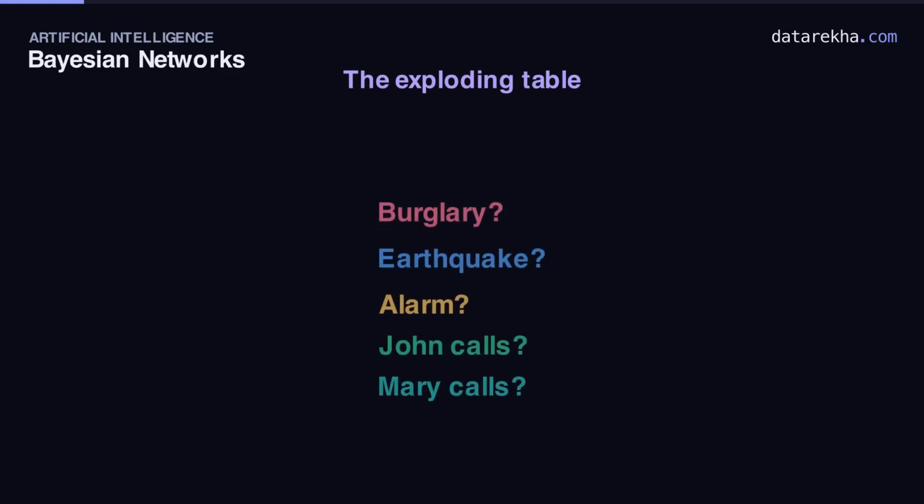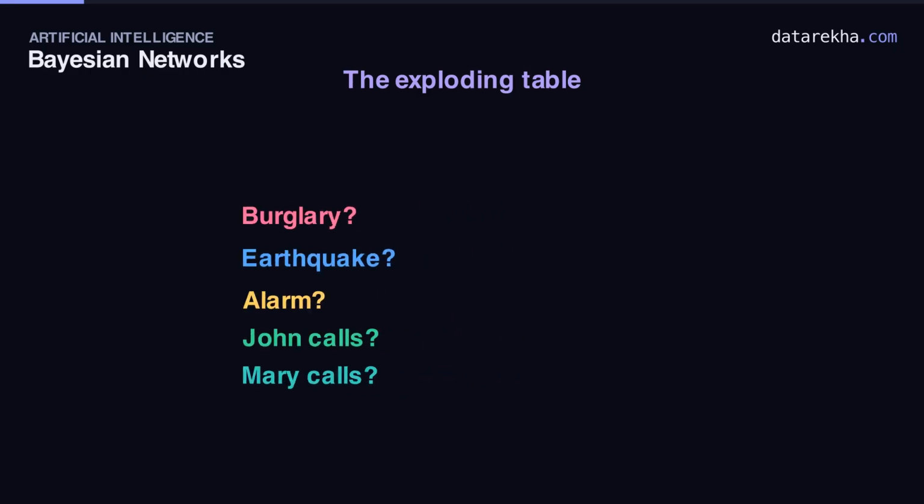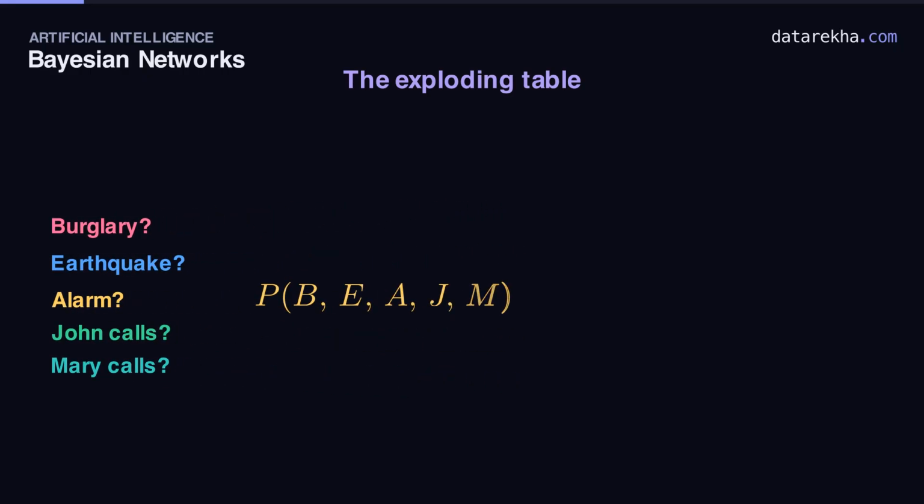Here's a problem that looks harmless and then blows up. You're tracking a few yes or no facts about a house at night: a burglary, an earthquake, the alarm, and two neighbors who might phone. Five true or false variables. To answer any question about them, you'd want the full joint distribution, a probability for every combination.